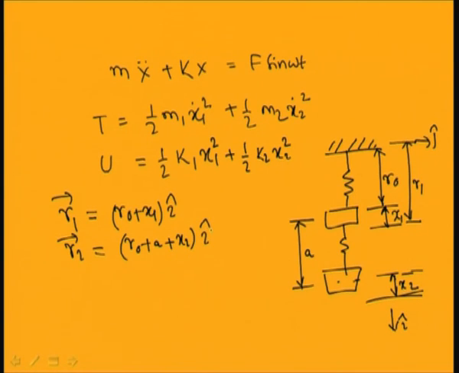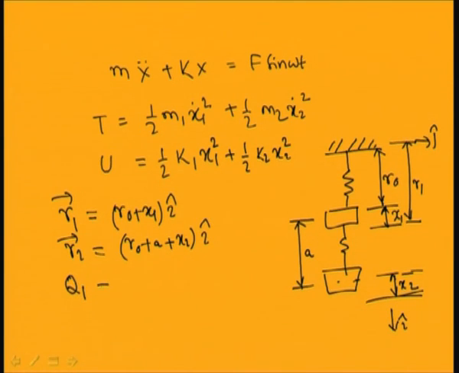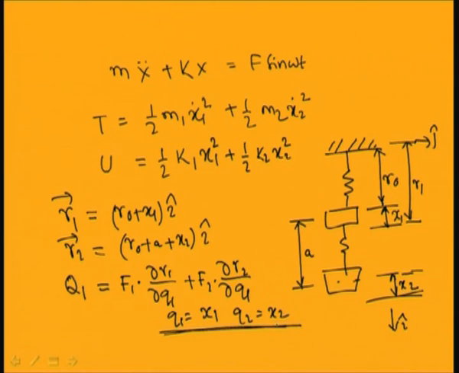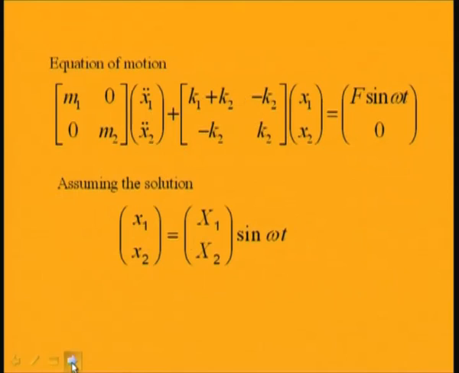So, I can find this Qk, that is the generalized force, in this case similar to the previous case, and you can find Q1 equal to F1 dot del r1 by del q1 plus F2 into del r2 by del q1. Here, similar to the previous case, q1 equal to x1 and q2 equal to x2. So, by applying the Lagrange principle, you can find the equation of motion, which can be written in this form. This equation of motion reduces to [m1 0; 0 m2] [x1 double dot; x2 double dot] plus [k1 plus k2, minus k2; minus k2, k2] [x1; x2] equal to [F sin omega t; 0].